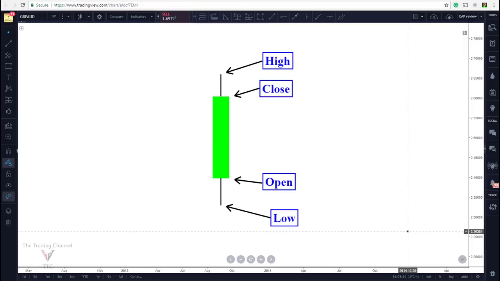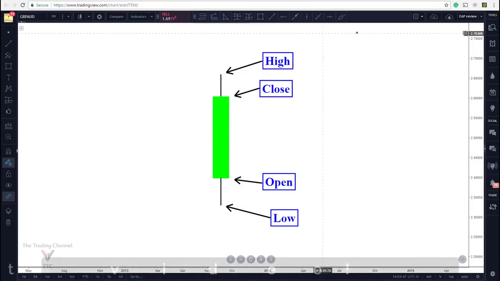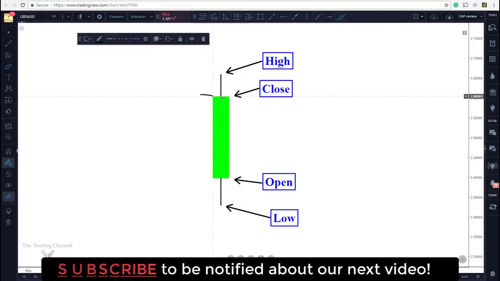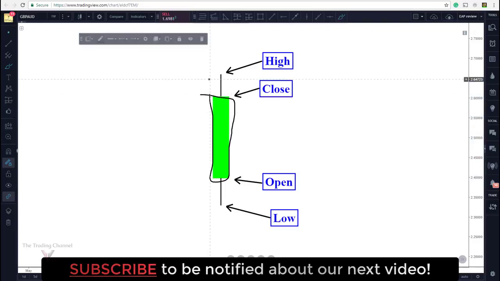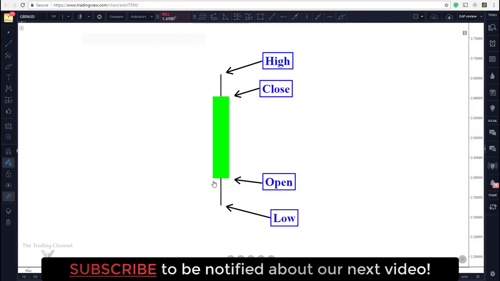Each candlestick is going to have 4 main points. Your main points are going to be the open of the candle, the close of the candle, the high of the candle, and the low of the candle. The open and close will be determined by the top and the bottom of the actual body of the candlestick. The body of the candlestick is this green area you see here, and green represents a bullish candle, or a candle that closed above where it opened.